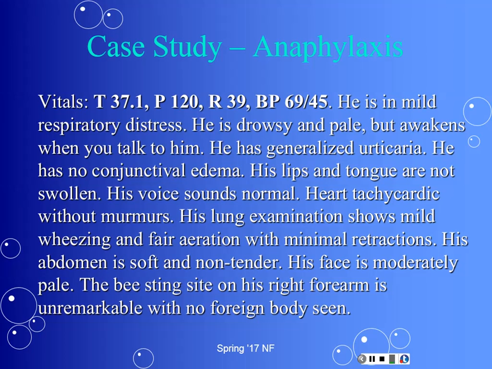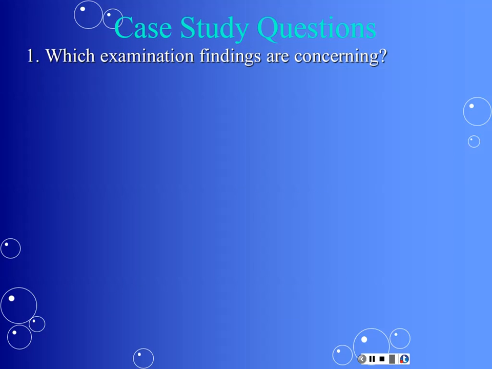Why is that important to check? Because if they've still got something in there, they're going to still be reacting to it. We need to stop the reaction, okay? So this is an IgE-mediated reaction. So which of these exam findings are most concerning with him? He's drowsy, he's pale, he's wheezing and progressing respiratory distress.